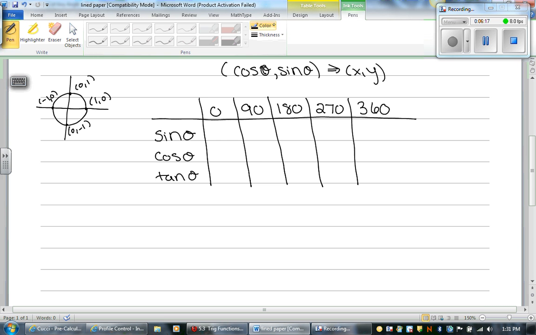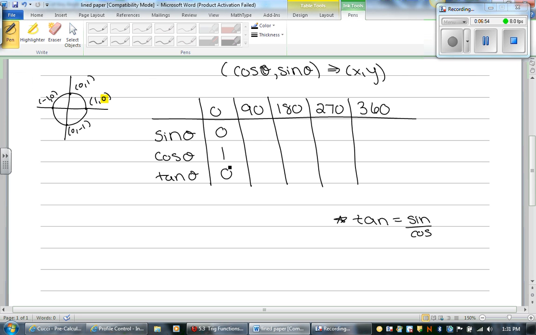So sine at 0 degrees is this value right here. It's the y value of the point. So sine at 0 is 0. Then we can go to cosine, which is going to be your x value, which is 1. Tangent, we have to keep this in mind as well. Tangent, we know, is the ratio sine over cosine. So sine over cosine, 0 over 1, we know 0 divided by 1 is 0.